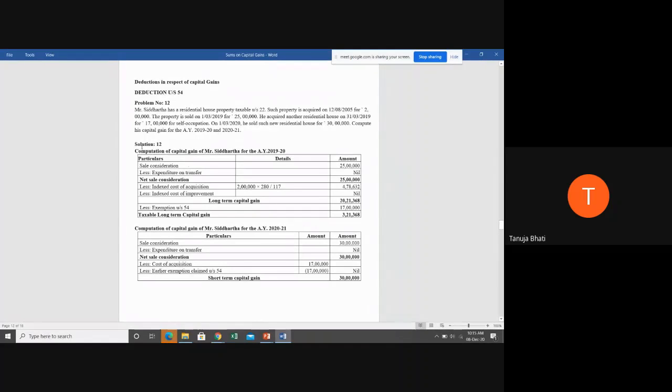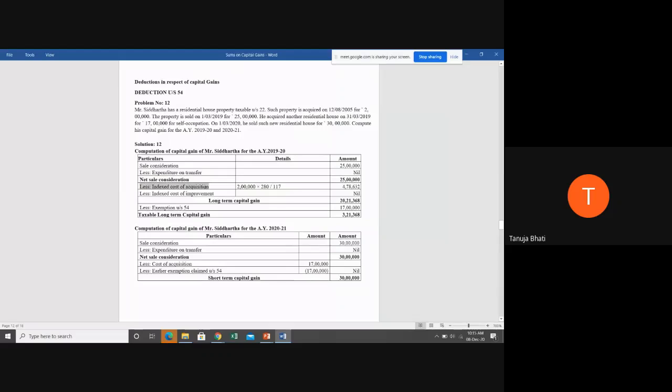So let us see the computation of capital gain of Mr. Siddhartha for the assessment year 2019-20. So what is the sale consideration? He has sold the property for 25 lakhs. So sale consideration is 25 lakhs. Less, there is no expenditure on transfer. So net sale consideration is 25 lakhs.